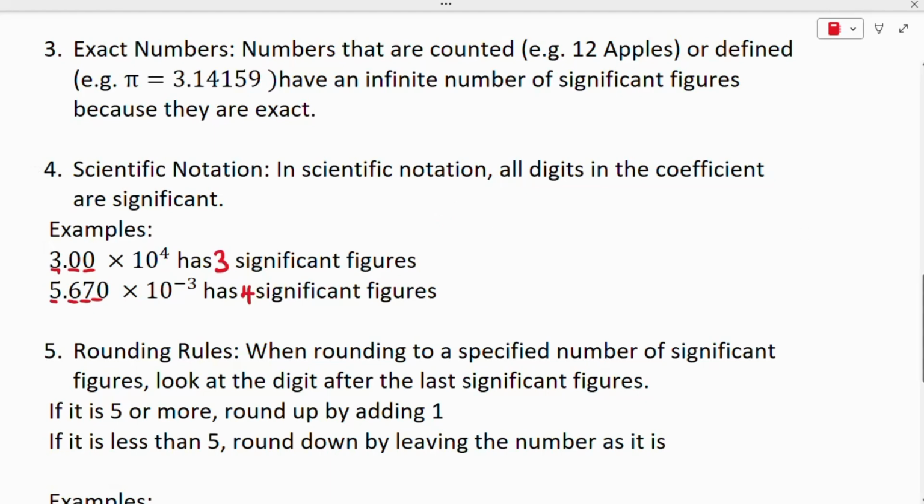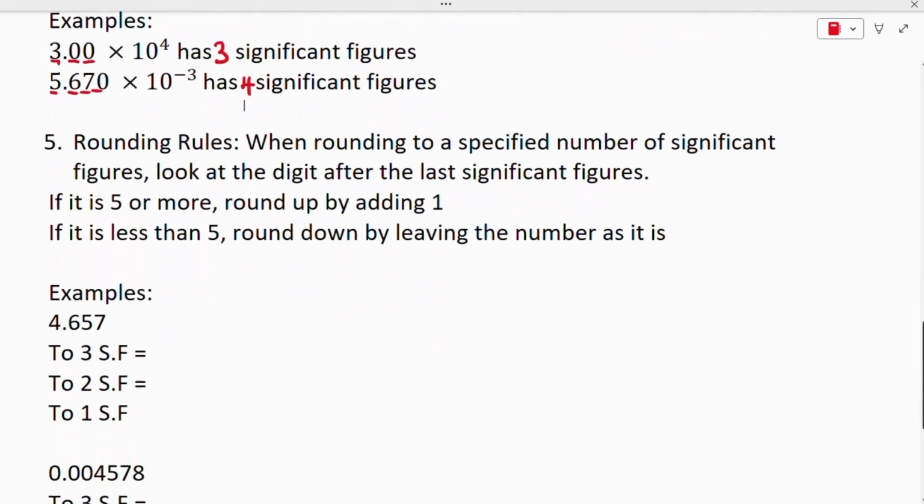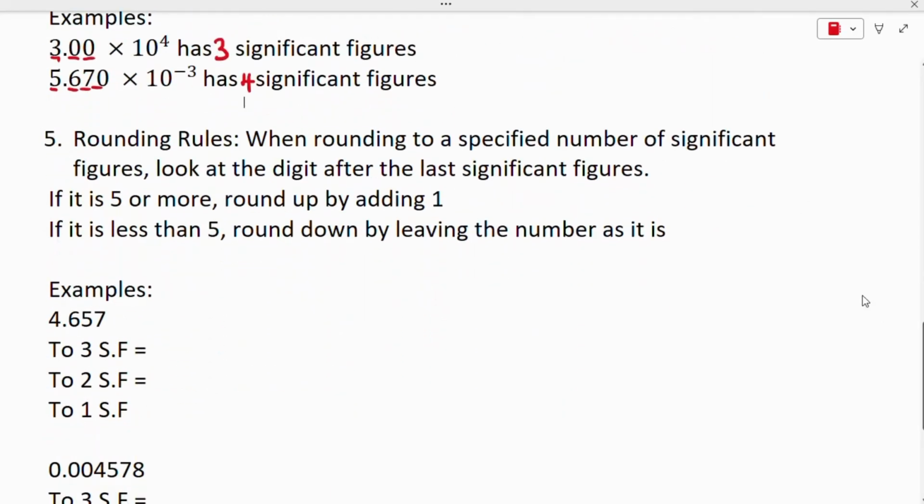Number 5, we have the rounding rules. When rounding to a specified number of significant figures, look at the digits after the last significant figure. It's very necessary when it comes to rounding of numbers. The digit after the last significant figure is very important. If it is 5 or more, you round up by simply adding 1. But if it is less than 5, you round down by leaving the number as it is.